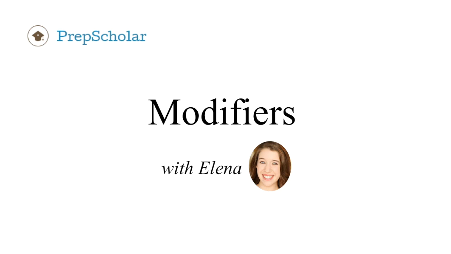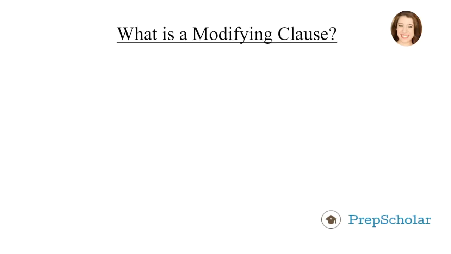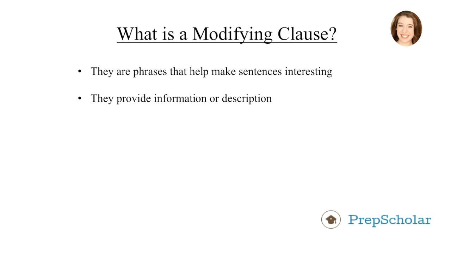Let's start off with an important question. What is a modifying clause, otherwise known as a modifier? We'll use those terms interchangeably here because they're the same thing. There are a couple of things we should know about modifying clauses. They are phrases that help make sentences interesting. They provide information or description to a sentence. They usually contain adjectives, which are words that describe nouns, or adverbs, which are words that describe verbs.